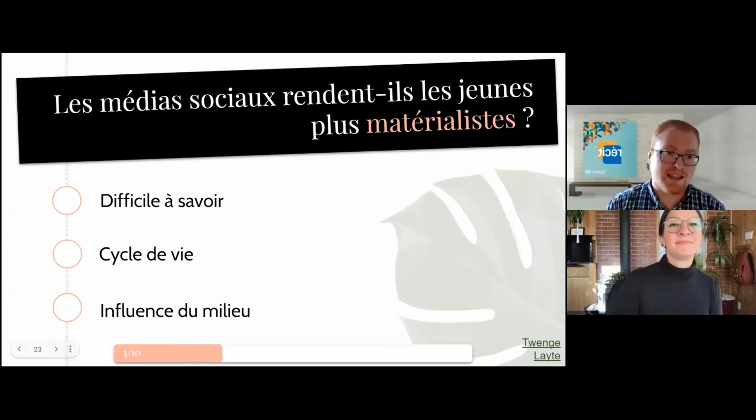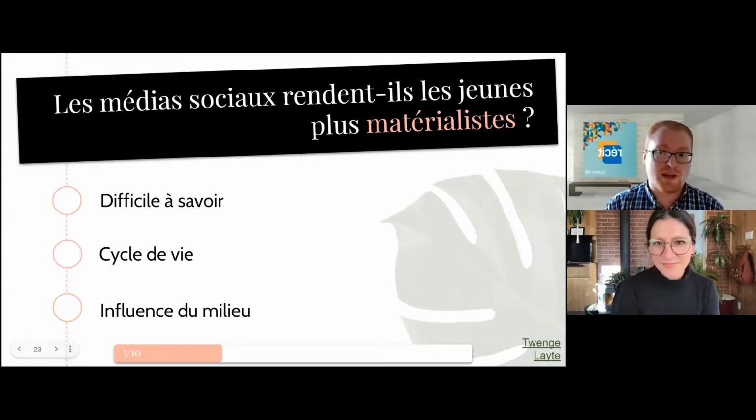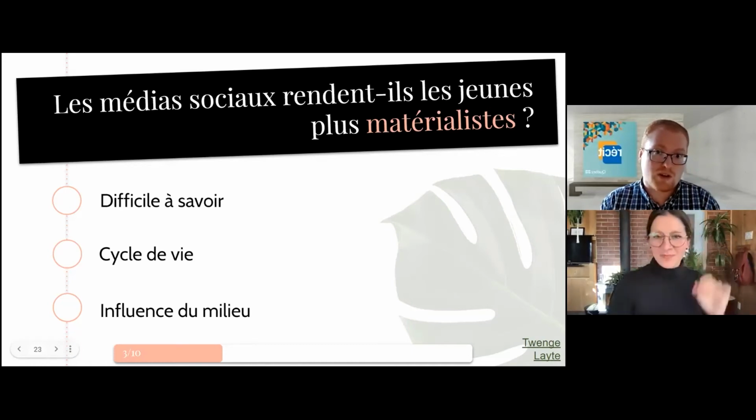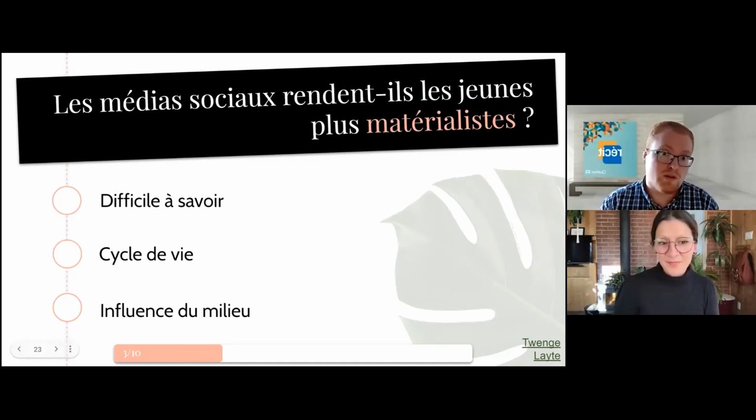It's difficult to know. And one of the main reasons for that is that our attachment to material objects is related to our life cycle. When we're young, we have less money. This is a psychological mechanism. When we have less of something, we value it less because we want to focus on the positive aspects of our life. So oftentimes young people have a tendency to say that material is less important.